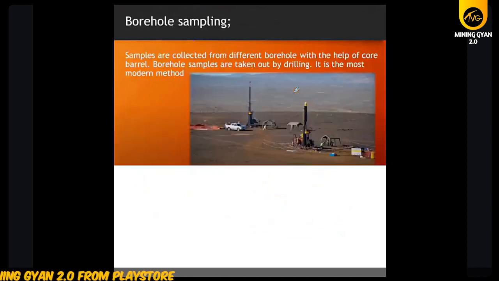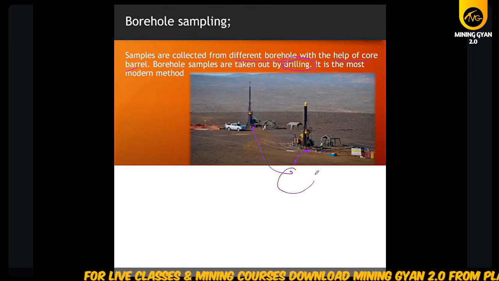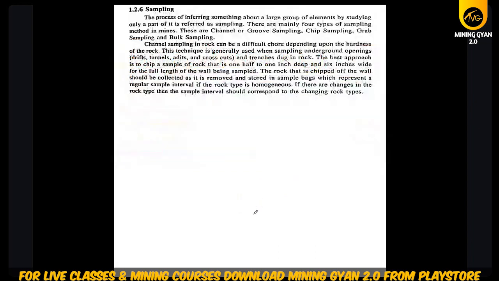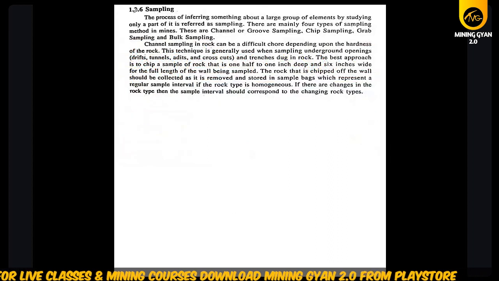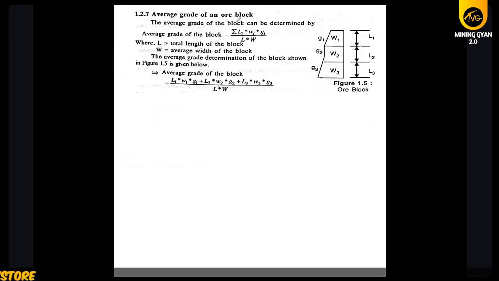Now the borehole sampling. So in the borehole sampling, collect from the different boreholes, core barrel and so on. जहाँ ड्रिलिंग होता है वहाँ गए, collect this material as a sample and find out the chemical and the physical properties. Okay, so we have seen, because in A.K. Gorai he has mentioned only the name, so I thought I should discuss in a little bit more detail. Okay, this is your average grade formula.